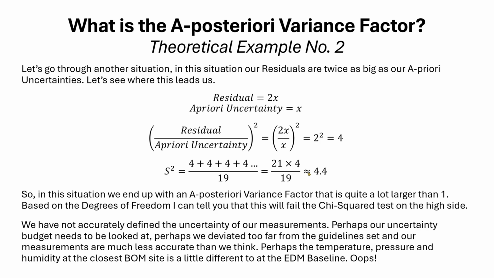So in this situation, we end up with an a posteriori variance factor that is quite a lot larger than 1. Based on the degrees of freedom, I can tell you that this will fail the chi-squared test on the high side. We have not accurately defined the uncertainty of our measurements. Perhaps our uncertainty budget needs to be looked at. Perhaps we deviated too far from the guidelines set and our measurements are much less accurate than we think. Perhaps the temperature, pressure, and humidity at the closest weather site is a little bit different to our EDM baseline.